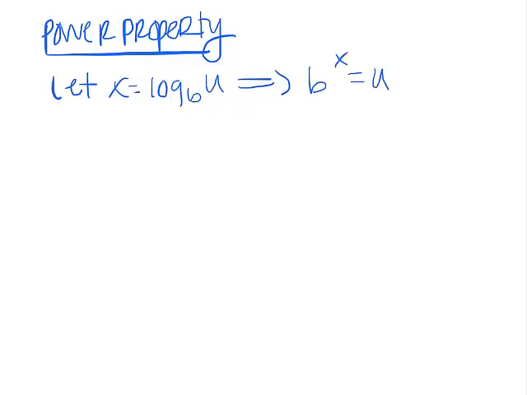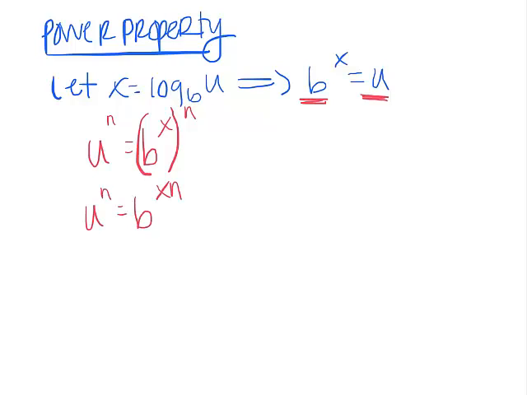Okay, so now what I'm going to do is introduce a new exponent. I'm going to take b to the x and u, and I'm just going to raise both sides to the n power, because I'm doing the same thing to both sides, so it doesn't change the value of the expression, it's just going to change the way that it looks. Now, if I have b to the x to the n, you should agree that that's b to the xn, right, given exponent rules.